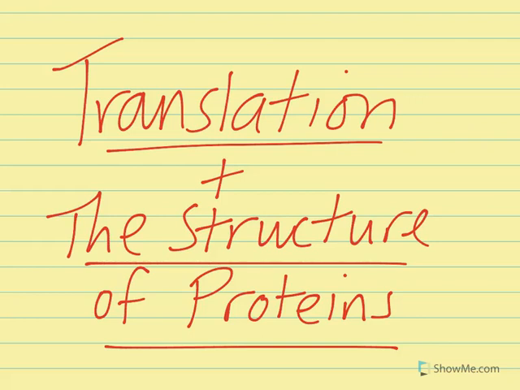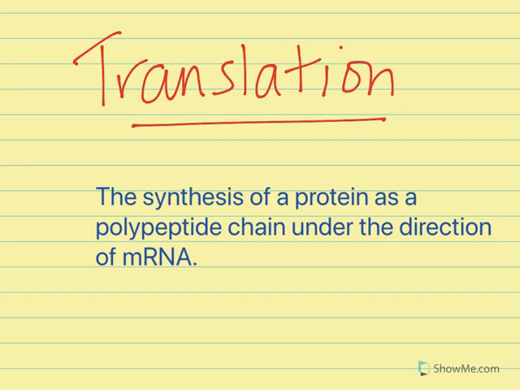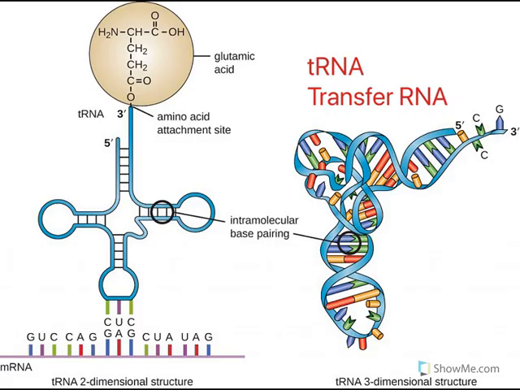Hello again. So we come to the next part, translation and the structure of proteins. Translation is the production of proteins using mRNA as a template, and the genetic code on mRNA is in the form of base triplets called codons. An important part of the translation process are tRNA molecules, or transfer RNA molecules.